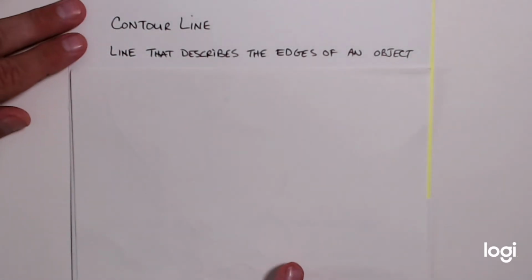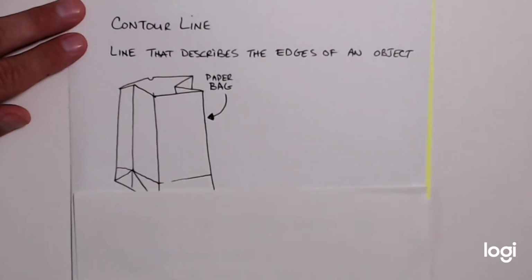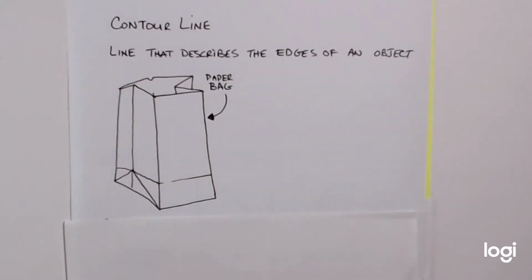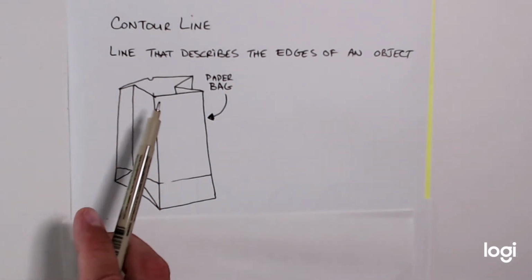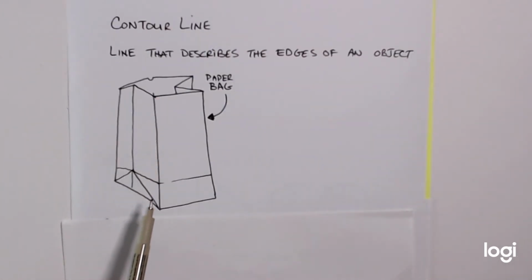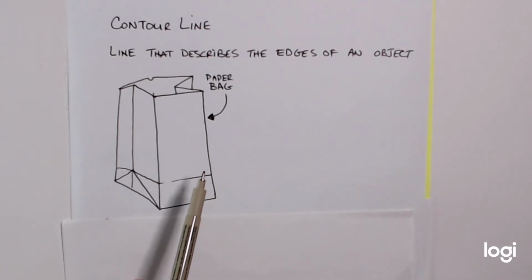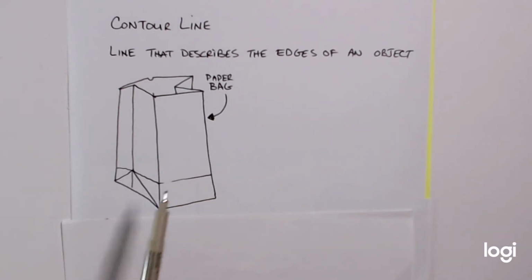What does that mean? So here we have a paper bag. And here the line is describing the edges of the object. We don't see any value or shading. We just see simple line. We see the folds, the bends that might be found in a brown paper bag.